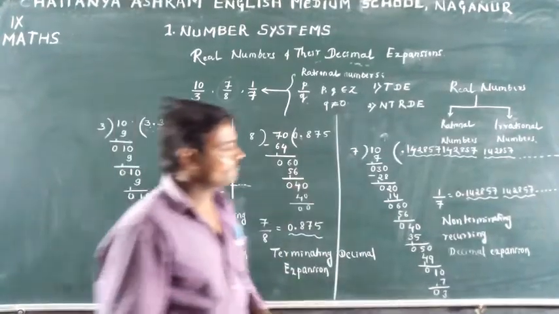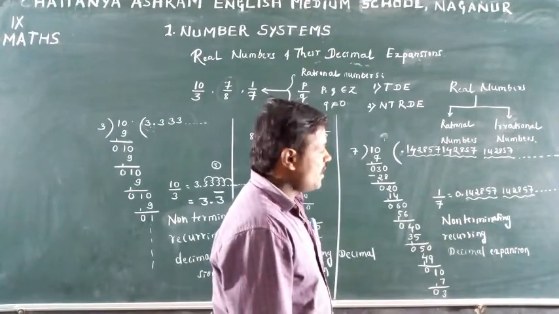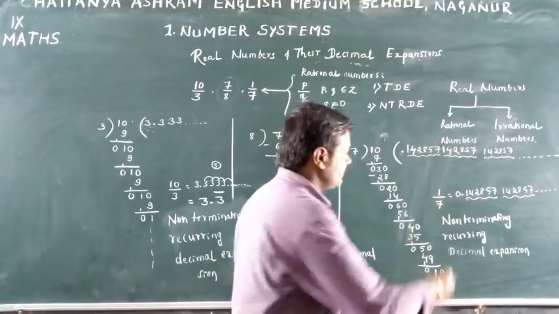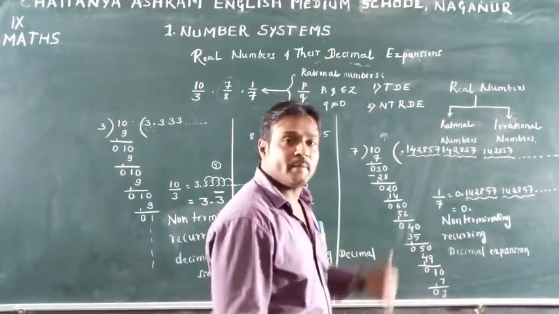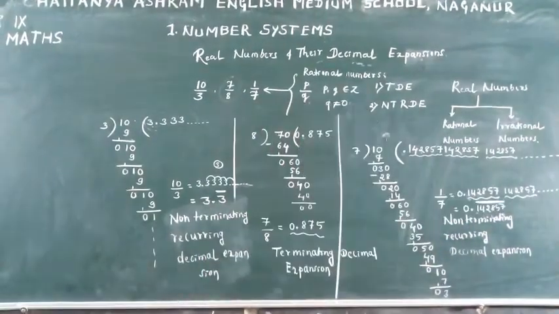And here, this we can write 0. How many digits are repeating? 1, 2.